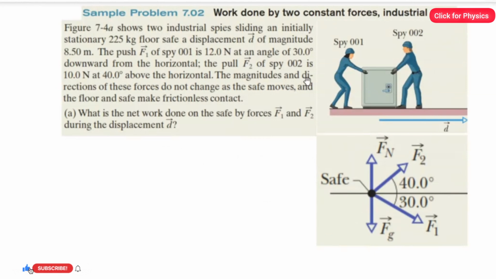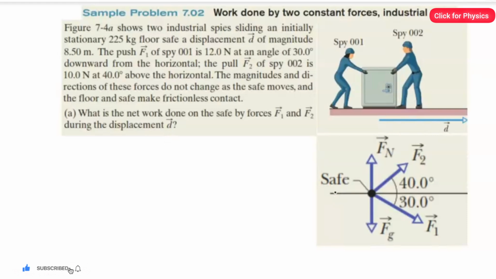The magnitudes and the directions of these forces do not change as the floor safe moves, and the floor and the safe make a frictionless contact. What is the net work done on the safe by the forces F1 and F2 during the displacement d vector?